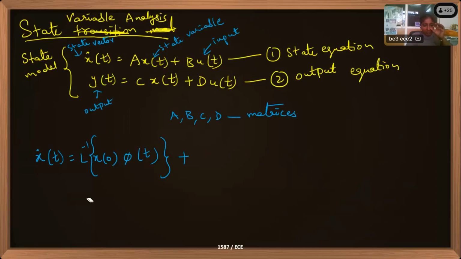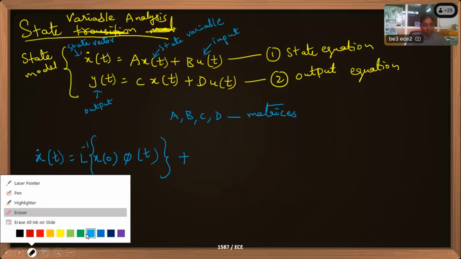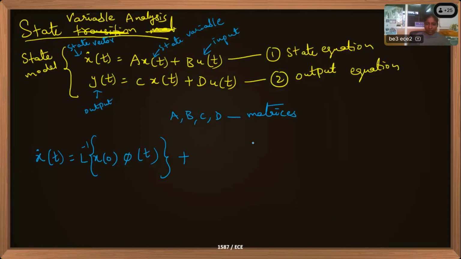Input will come, U of t will come. Inverse Laplace of B into (sI minus A) inverse, U of s will come. I will copy that a little later. Here U of s will come. Here x of 0 will come. Here (sI minus A) is also there. I will copy that a little later, please.